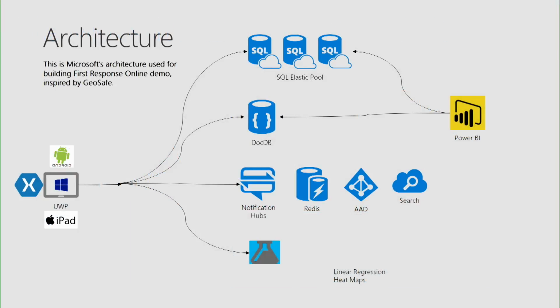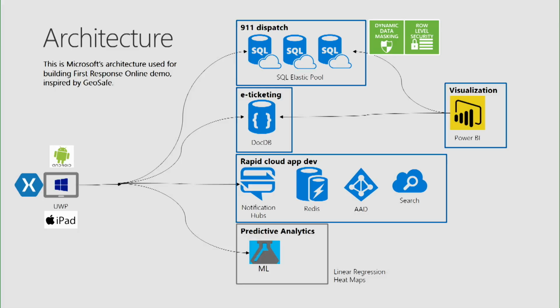Alright, before jumping into any of the demos, we want to show you the schematics first. This architecture is built by us, but it's been inspired by the work GeoSafe has done. We're using a Xamarin-based platform here, which is supported across different platforms: Android, iPads, iOS, and Universal Windows platform. As you can see, we're storing all the 911 dispatch data in Azure SQL database. We're also enabling security features like dynamic data masking and row-level security for ensuring a good amount of isolation between the customer's data and the jurisdiction these police officers are managing.